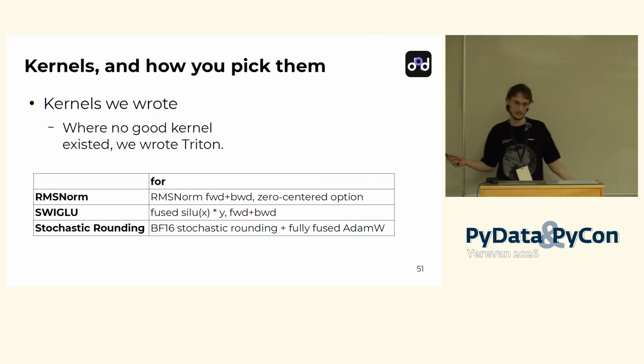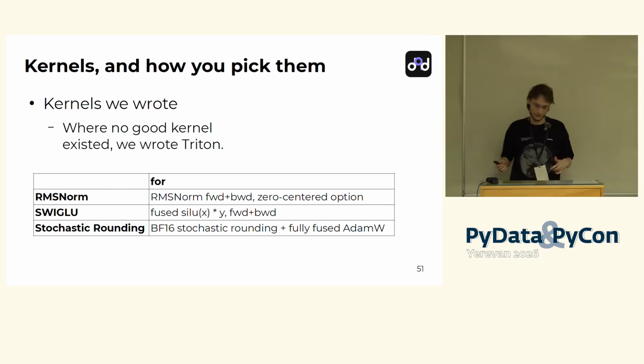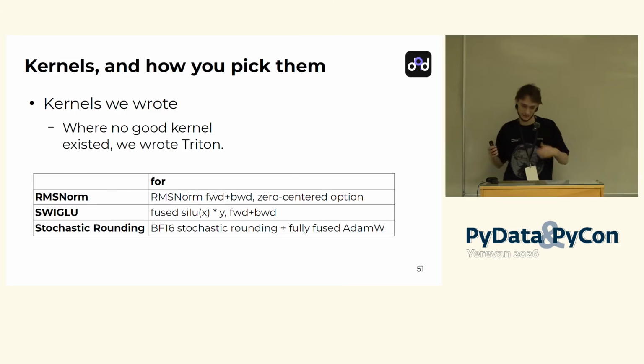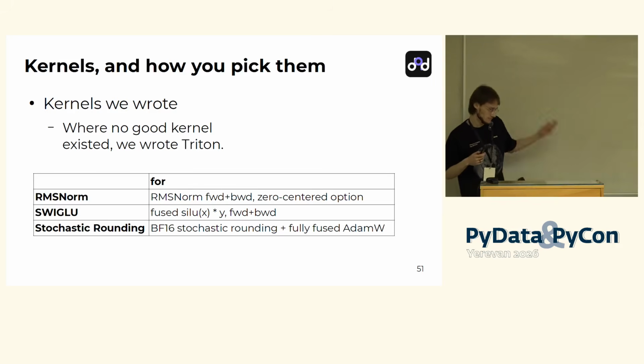So we have written our own RMS norm kernel. By the way, now there's another project by Tri Dao we can use instead of our own implementation, but it wasn't there in the past, so we wrote one. We've also written our own SwiGLU kernels and our own stochastic rounding kernel.